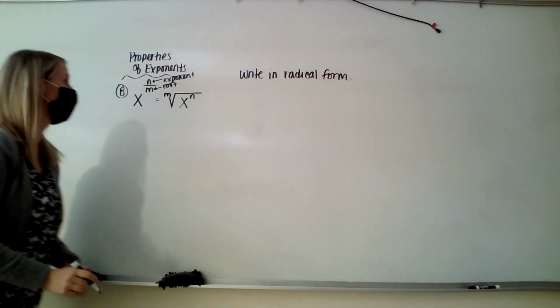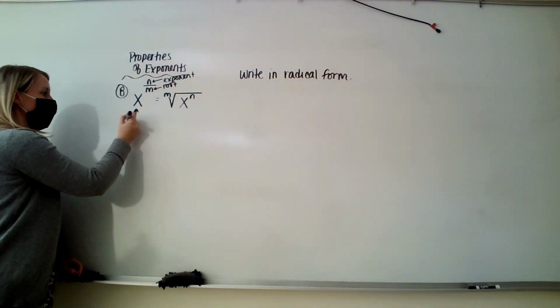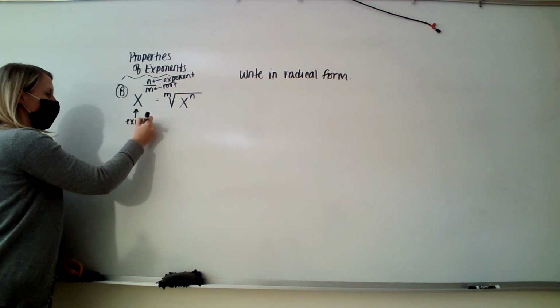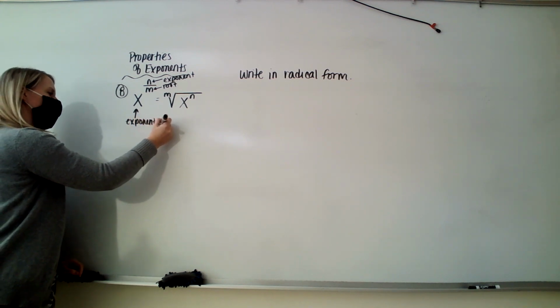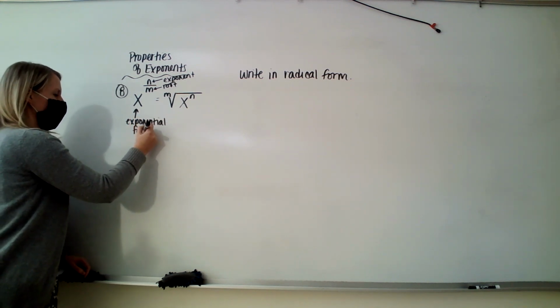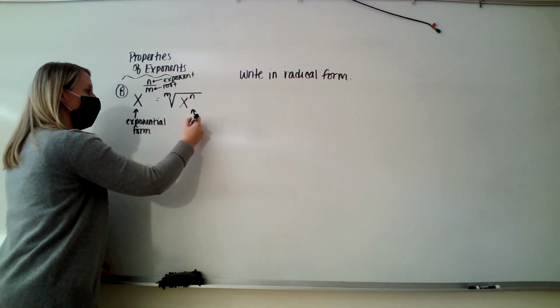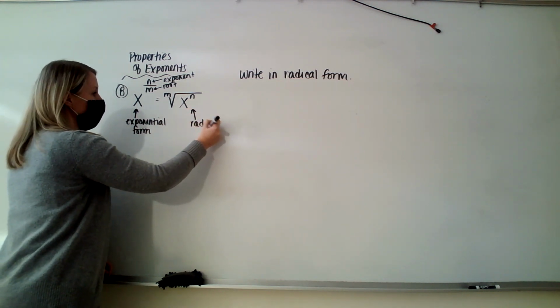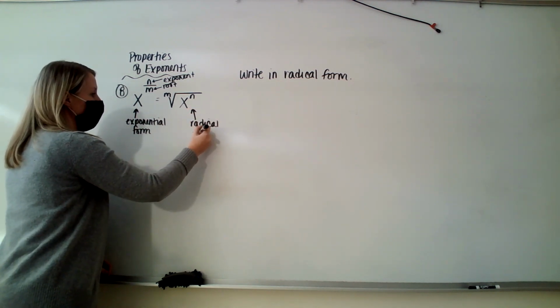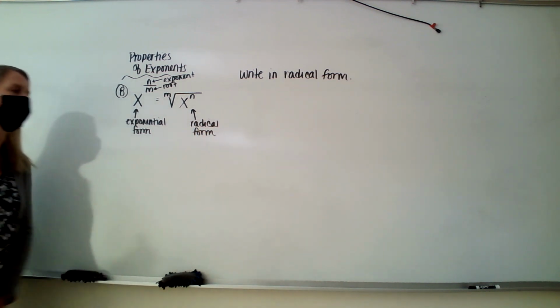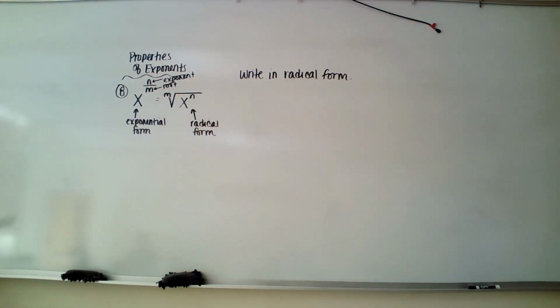So I'll just also tell you over here, this is called exponential form because it's an exponent. And this is called radical form. So we do a lot with radicals as we move on in the year. They're all sorts of fun. We use square roots a lot, but you can have cube roots and 4th roots and 27th roots and all sorts of fun stuff. I just need my calculator to make sure my numbers are nice.